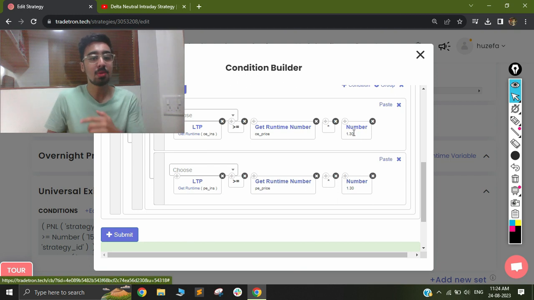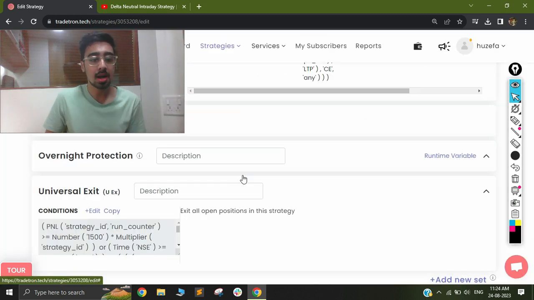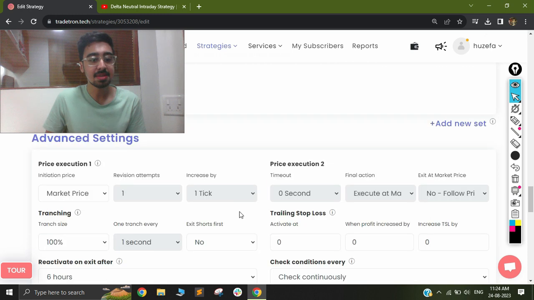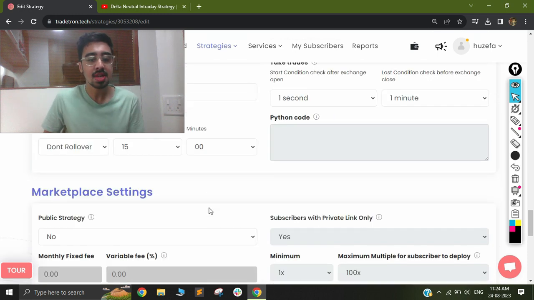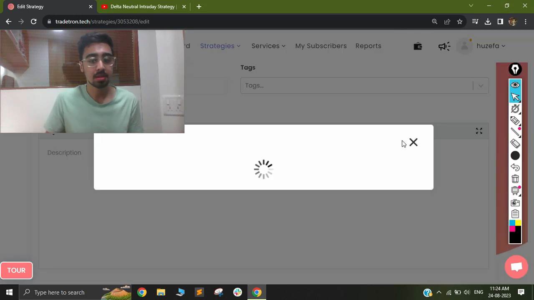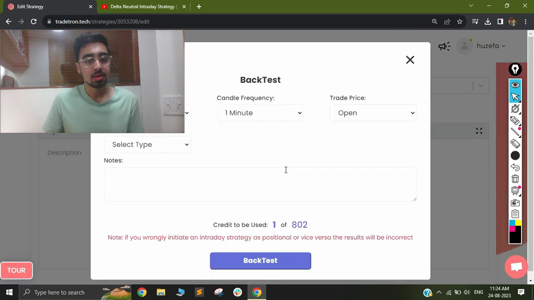Now you can finally see my advanced settings. Advanced settings are pretty much straightforward, which I use for all strategies. Now let's update the strategy and run a backtest of this and have a look at the backtest report. So now let's run a backtest of this for the last 3 years and see the backtest report for the same. So let's skip to the backtest part now.